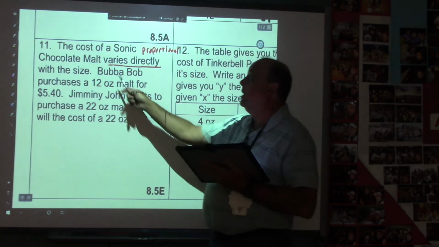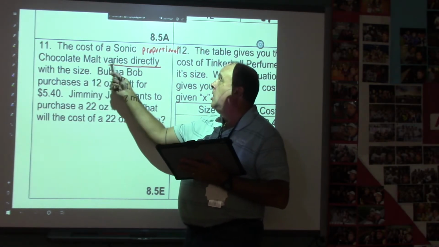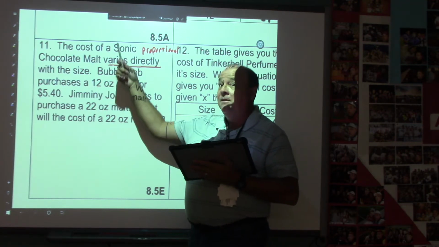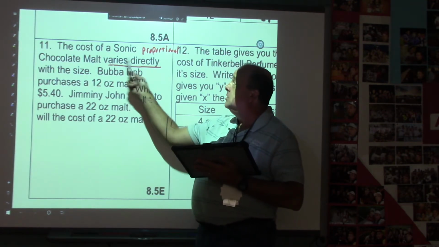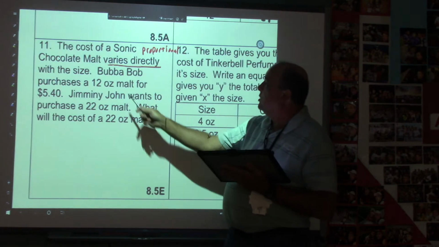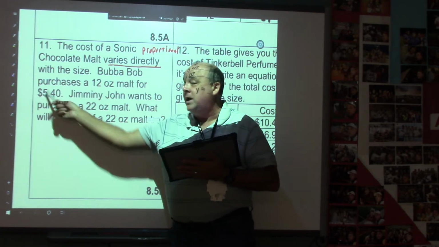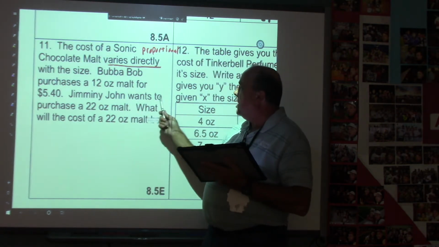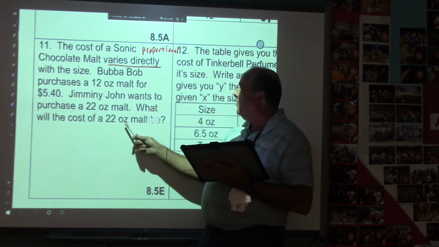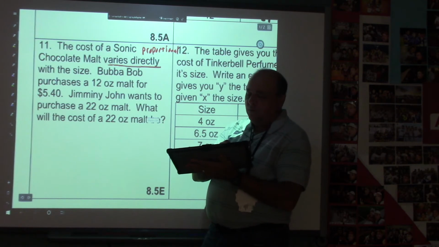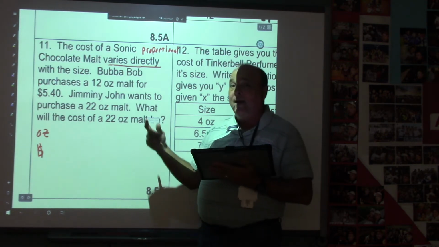Okay, in 6th grade it would say the cost of a Sonic malt is proportional with the size. This is a 6th grade math problem. They're just using varies directly. So Bubba Bob purchased a 12-ounce malt for $5.40. We have ounces and we have dollars, don't we? Jimmy John wants to get a 22-ounce malt. What will the cost of the malt be? So in this problem we have ounces and dollars, don't we? Remember doing that in 6th grade.